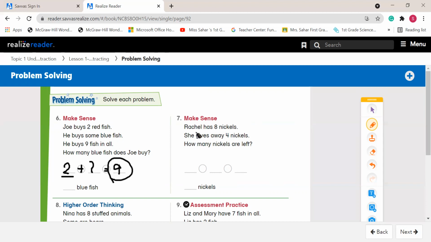All right, number 7. Rachel has 8 nickels. She gives away 4 nickels. That's easy, right? I know when it says gives away, it means subtraction, minus, because I don't have it anymore. I lost them. I give them away. I share with someone. So Rachel had first 8. So she gave away 4. So minus 4. And then it's a simple subtraction sentence.